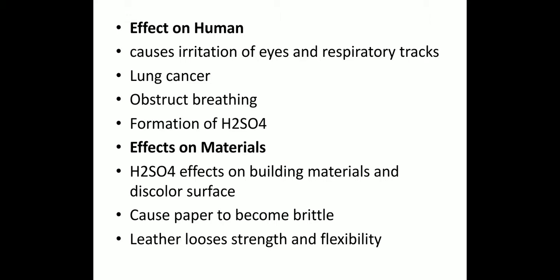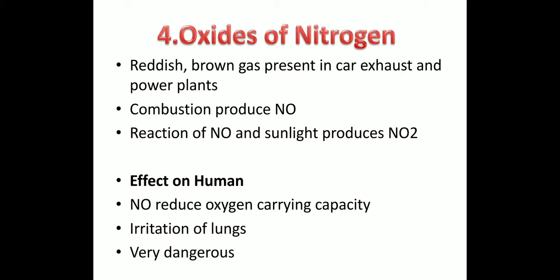So the next pollutant, which is also a group of pollutants, is number 4, oxides of nitrogen. First of all, we'll discuss its physical properties. First point, oxides of nitrogen are mainly reddish brown gases present in car exhaust and power plants.